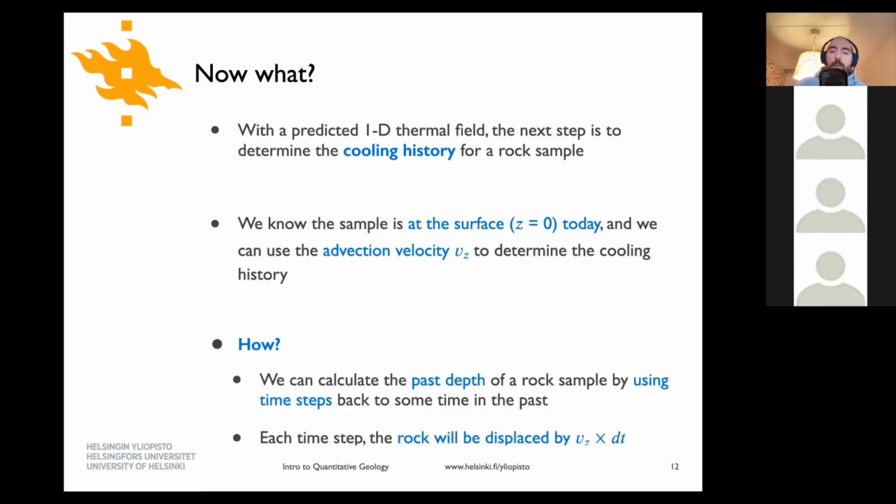How does that work? Well, if we know it's at the surface today, then based on this velocity, we can figure out how deep it was at different times in the past. And the reason for that is that for every time increment we might consider in this rock's cooling history, it would have traveled by some time multiplied by the velocity. That would give us some distance it's moved closer to the Earth's surface.